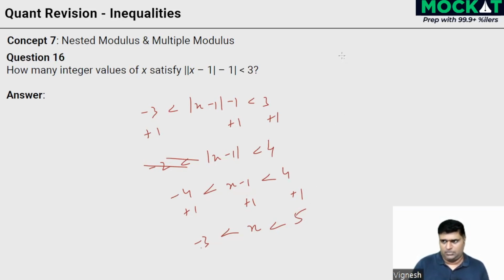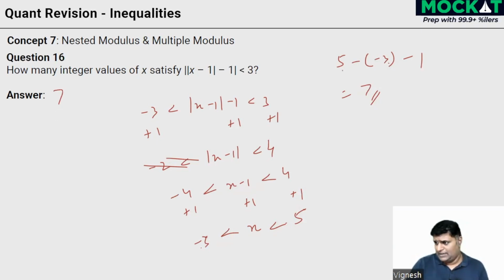Not including, right? So 5 minus of minus 3 minus 1, because both these values should be excluded. And that's 5 plus 3, 8. 8 minus 1, and that comes to 7 over here. So 7 becomes the answer for this question, right?